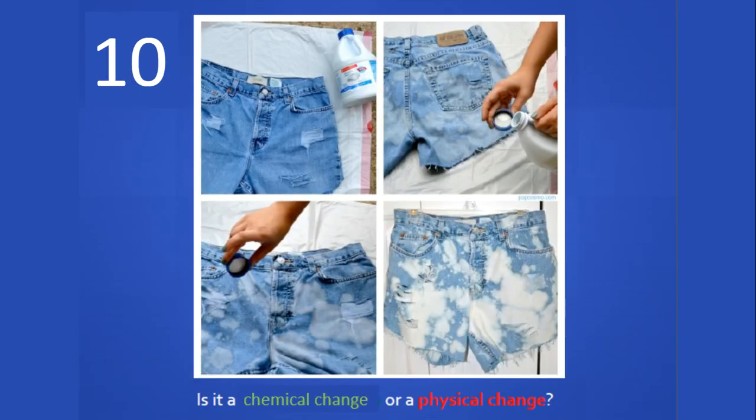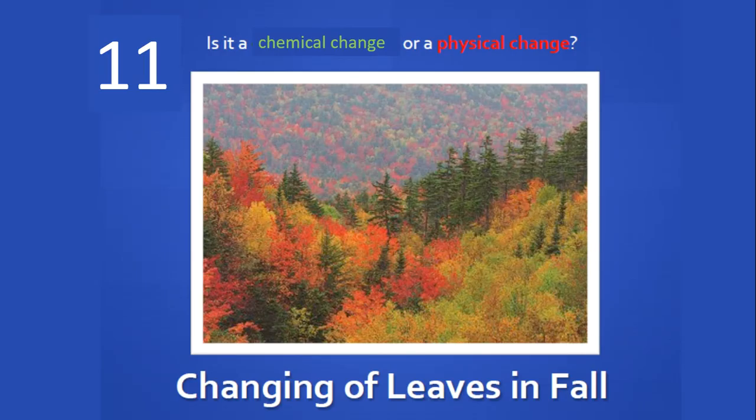You take bleach and pour it onto blue jeans. The blue jeans change color. Is this a chemical change or a physical change? Justify your answer. Number 11, the leaves are changing color in the fall.